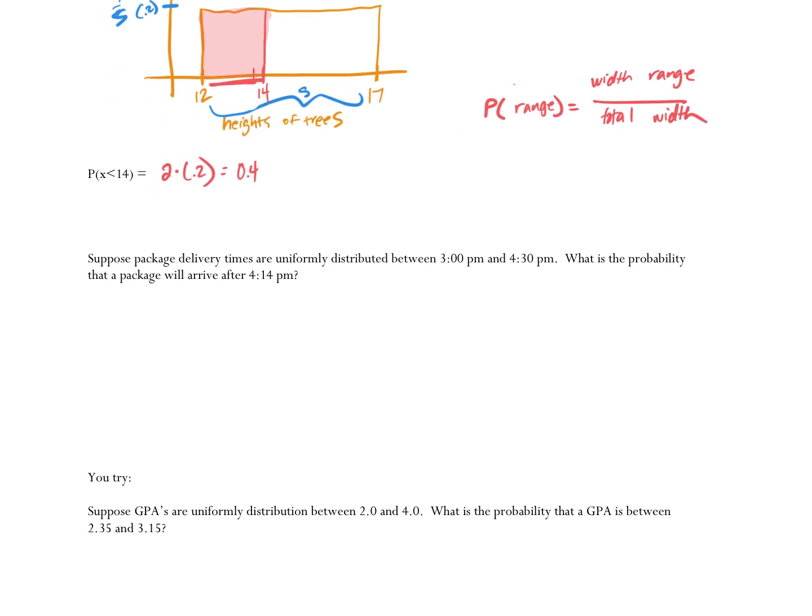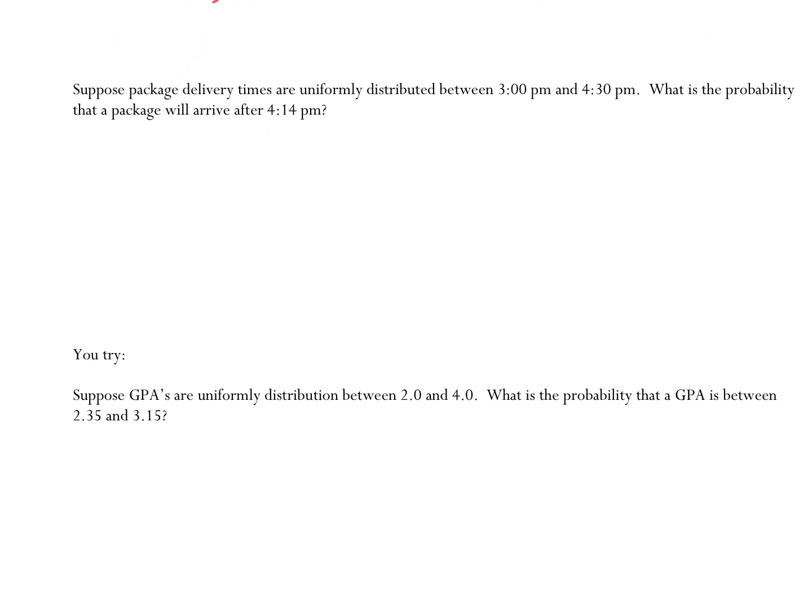All right, so suppose package delivery times are uniformly distributed between 3 p.m. and 4:30. What's the probability that a given package is set to arrive after 4:15? Is everybody with me so far? Are you with me that we're essentially saying that this package arrives between 4:15 and 4:30, since it can't arrive after 4:30?